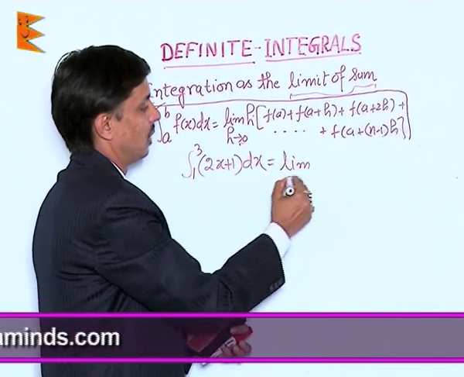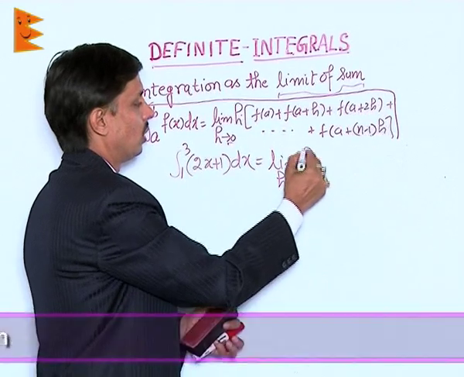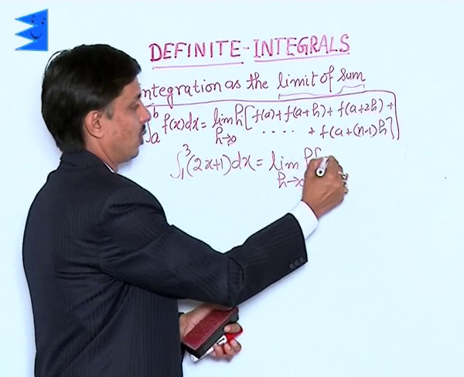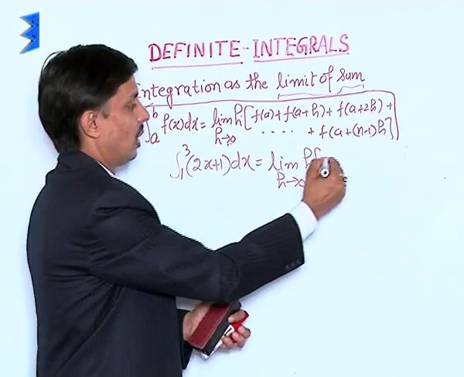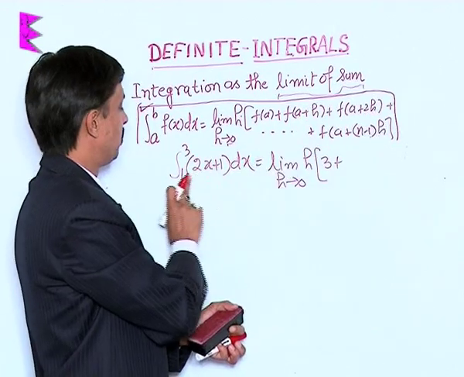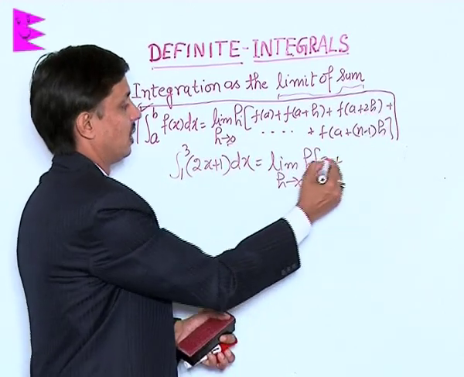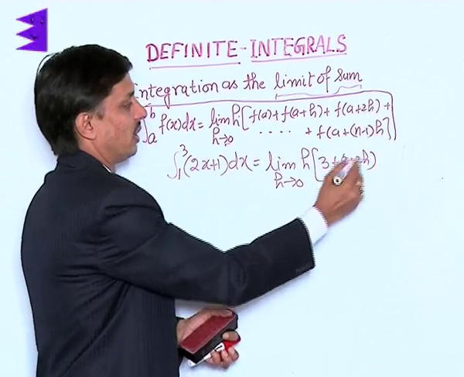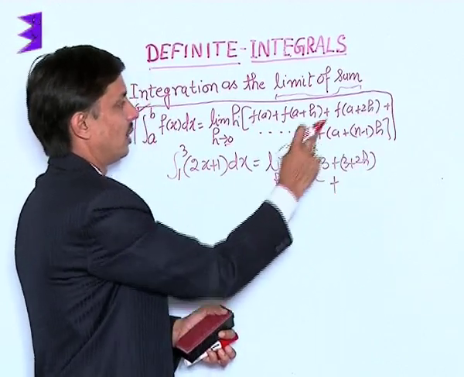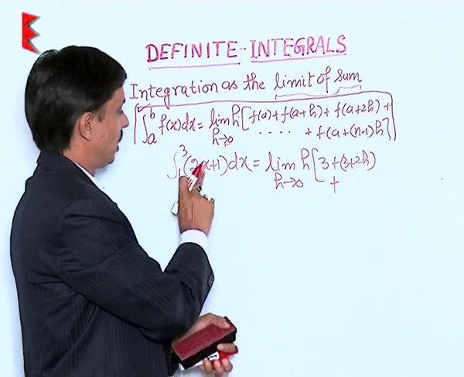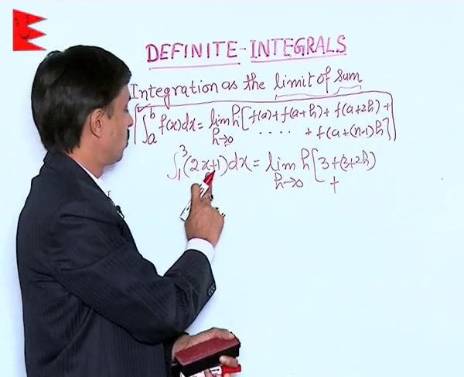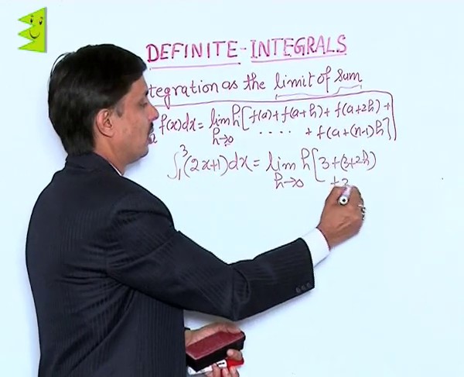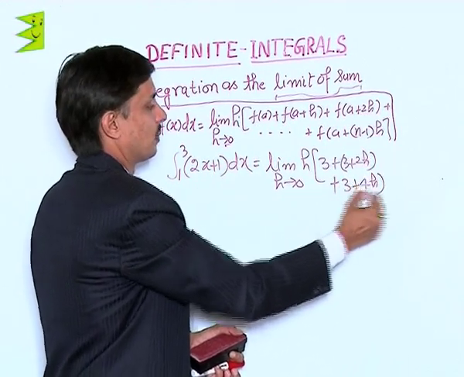We need to put limit h tending to 0, h times of first f of a, that was 3. Then f of a plus h, meaning 1 plus h, this was 3 plus 2h. And then we need to put f of a plus 2h, that is, in place of x, we put 1 plus 2h. If we put 1 plus 2h, it will be 3 plus 4h.